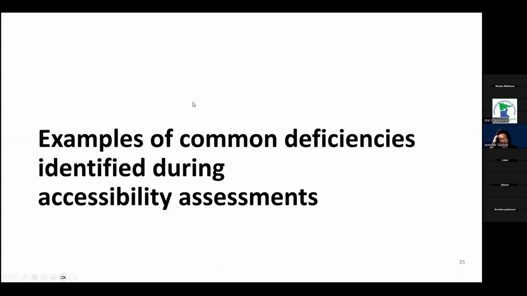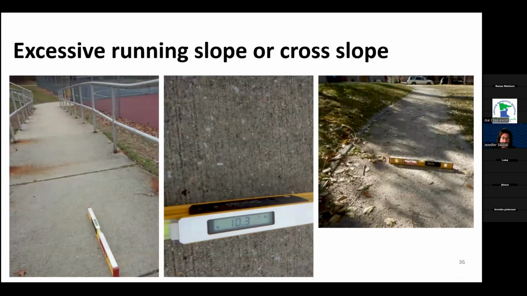So some of the examples of the common deficiencies that we see with these different surfaces when we're conducting accessibility assessments as part of the ADA transition plan. Many times we'll see an excessive running slope or cross slope.